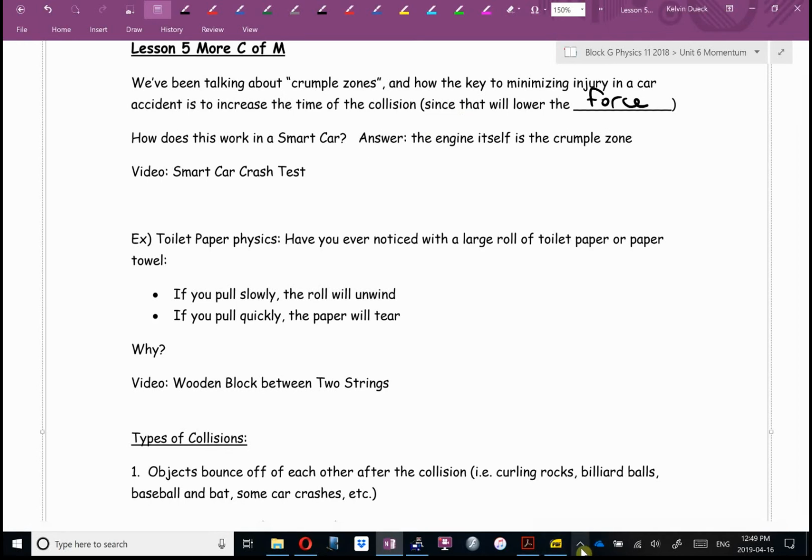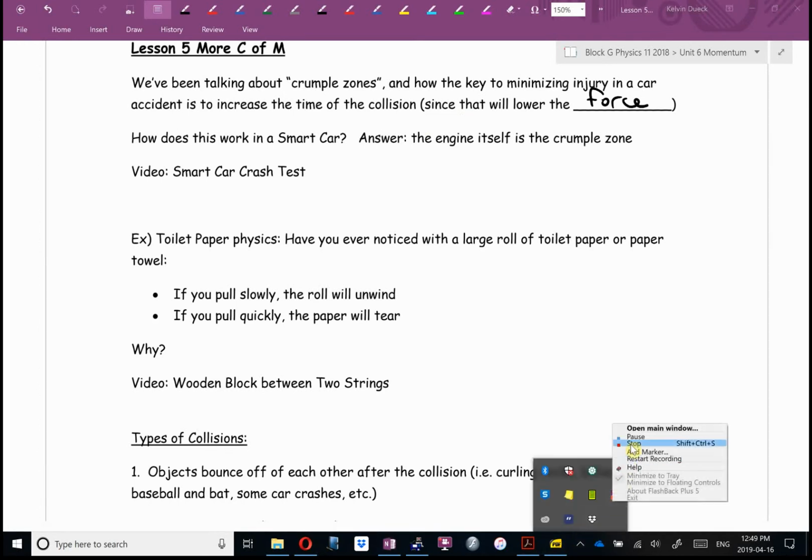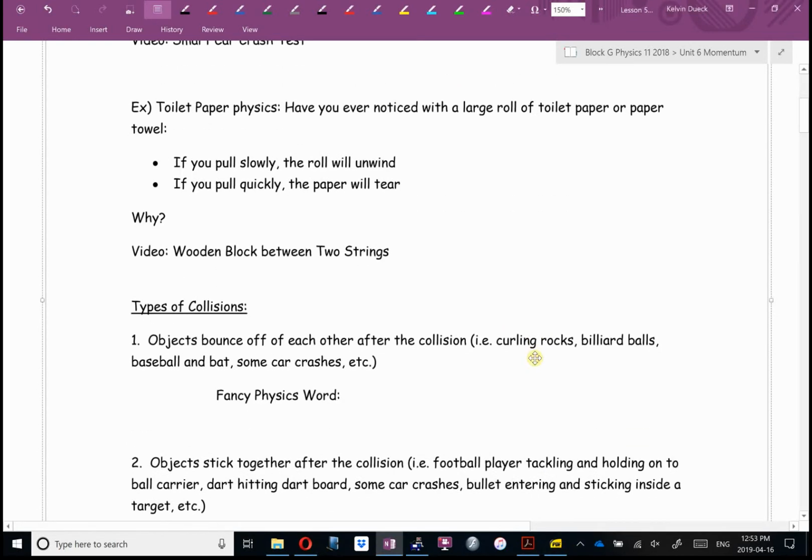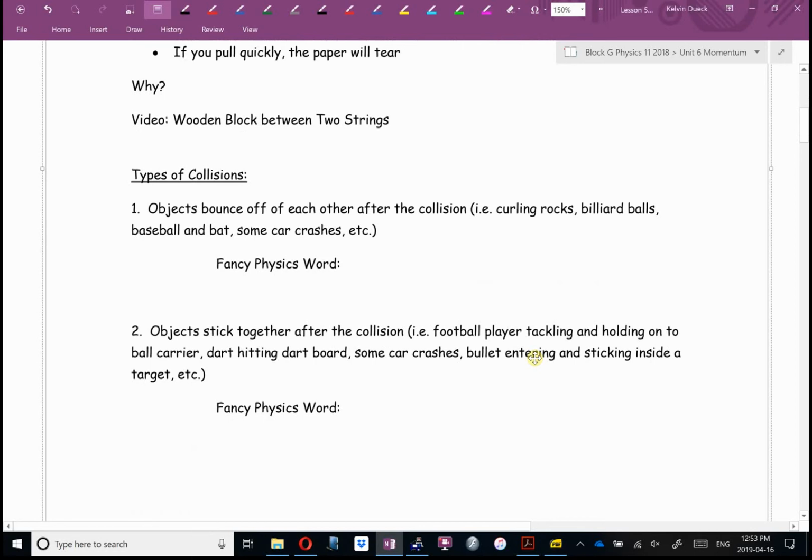Put your pencils down and look up. We're going to break collisions into two main types. There are two main types of collisions. There are collisions where objects bounce off of each other after the collision. For example, when curling rocks collide, when billiard balls collide.